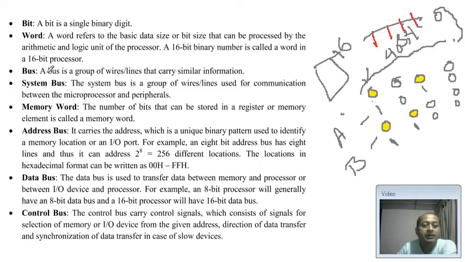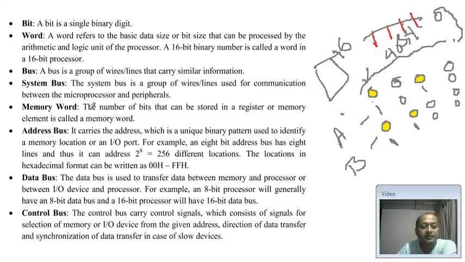Now bus, we discussed, are the wires or lines that carry similar information. System bus means the wires and lines for communication between microprocessors and peripherals. Sometimes a USB port is also a system bus. You can consider that to be a system bus when you communicate between the microprocessor and your peripheral.